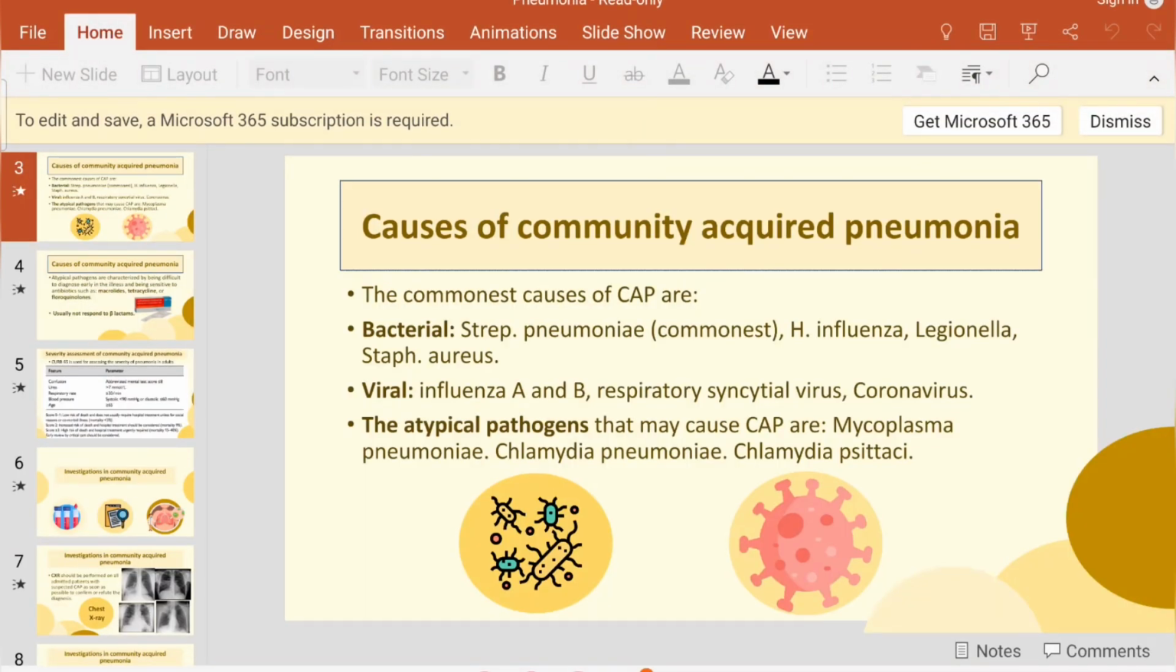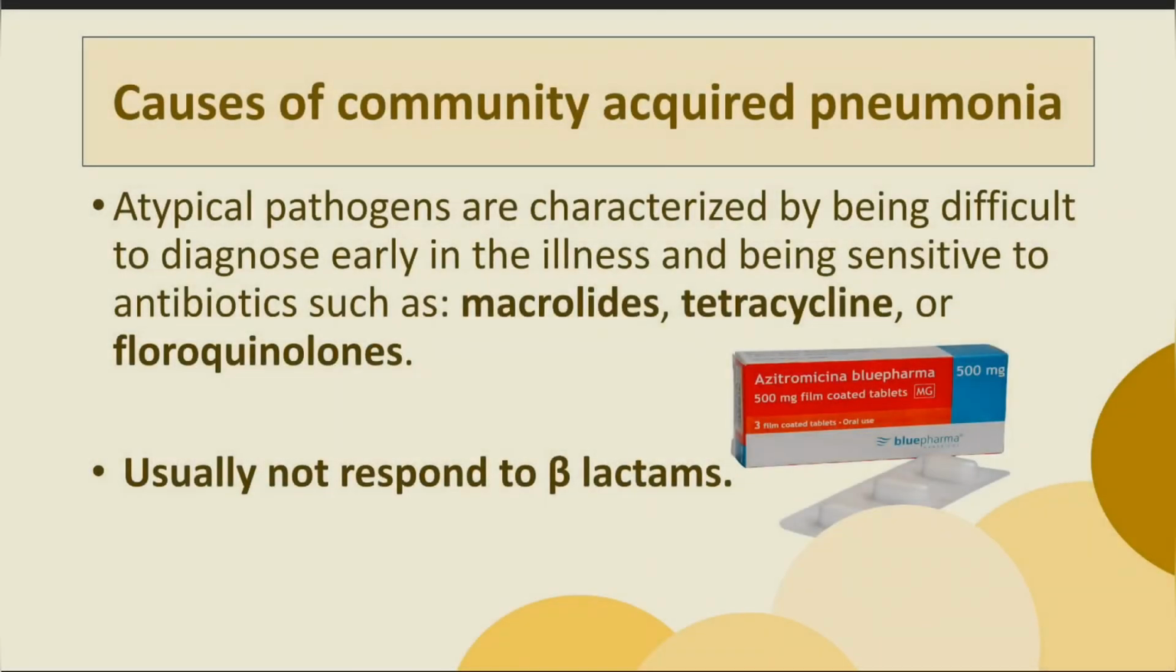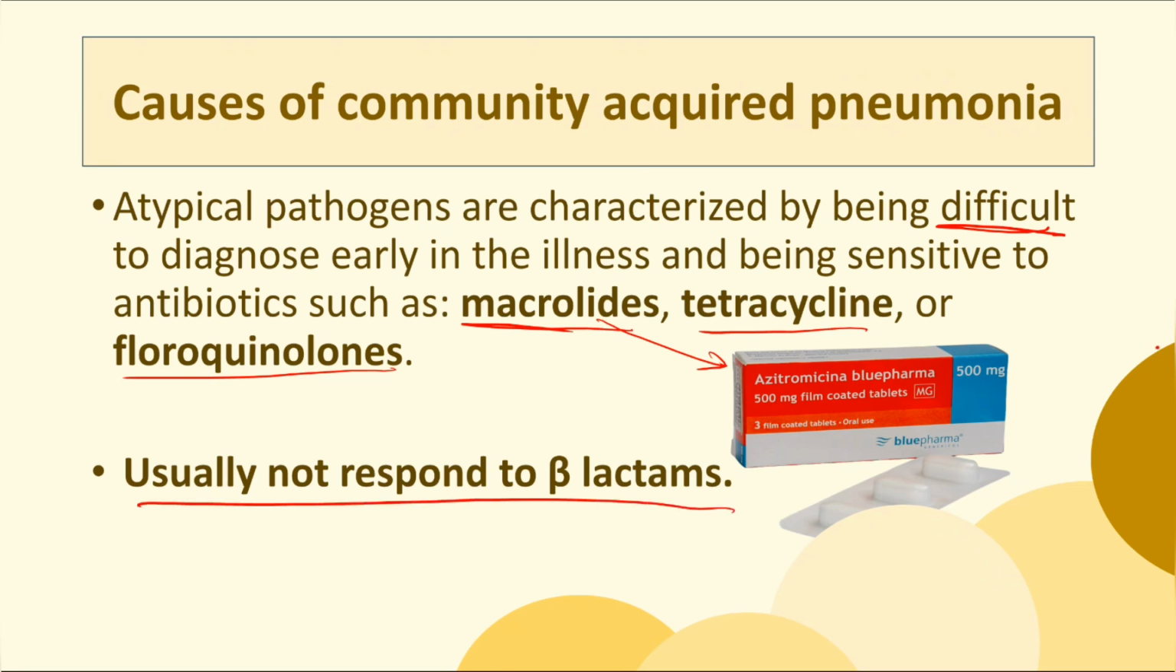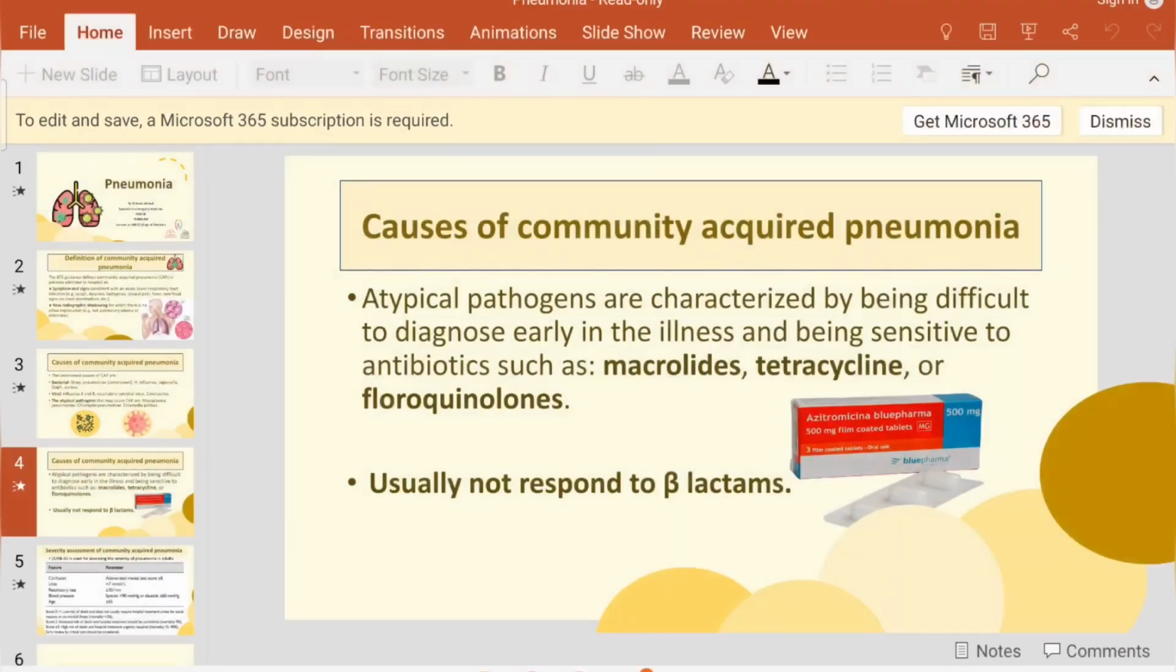The atypical ones are usually characterized by being difficult to diagnose because they have various signs and symptoms before developing cough, and sometimes they have a dry cough. They are also sensitive to specific antibiotics, for example macrolides like azithromycin, tetracycline, and fluoroquinolones, for example levofloxacin. Usually they do not respond to beta-lactams because they don't have a cell wall.